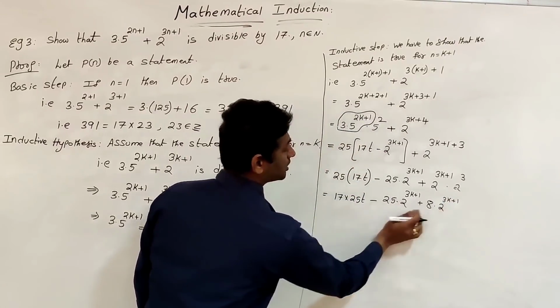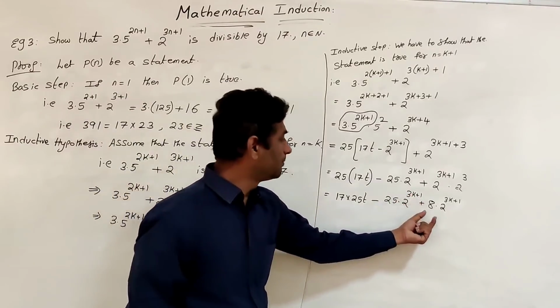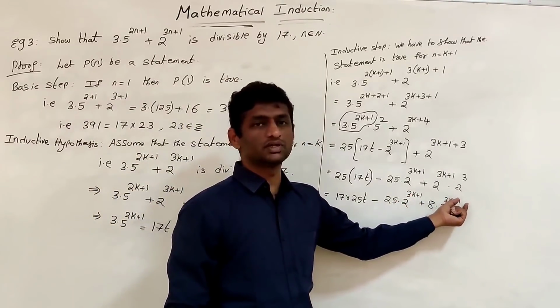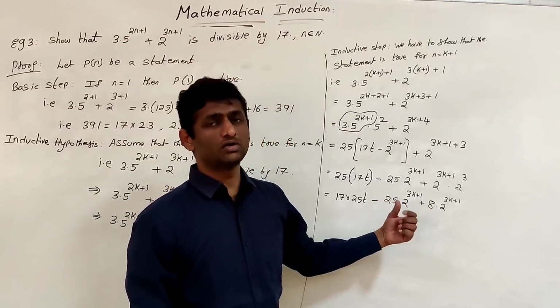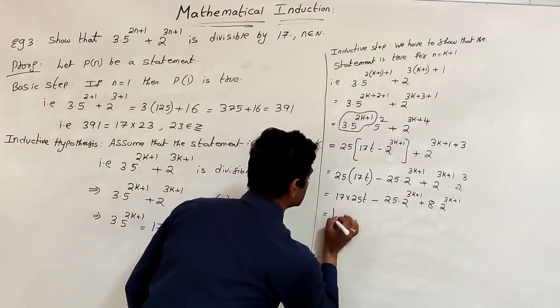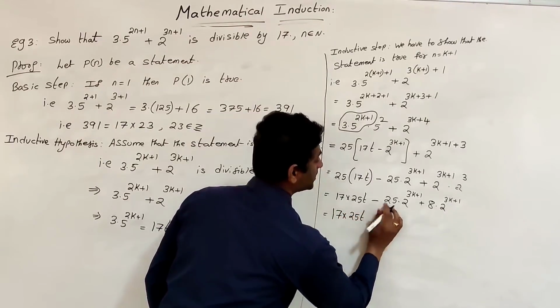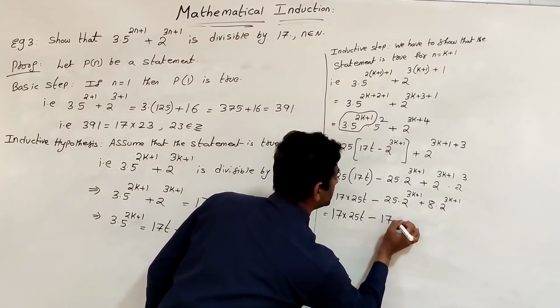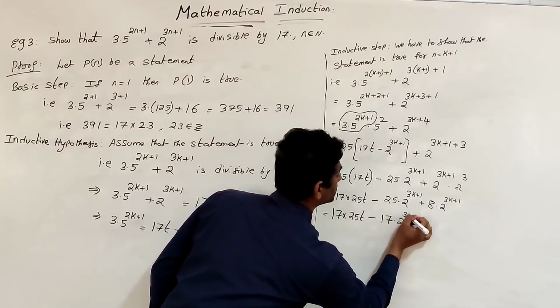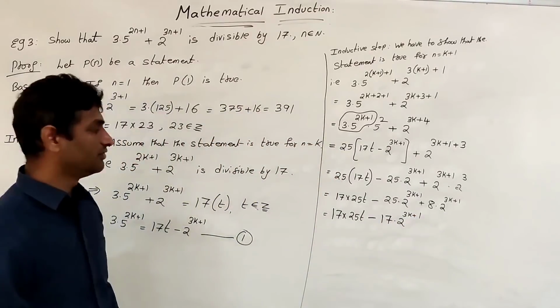Again, these two terms are like terms. 25 into 2 to the power of 3k plus 1 plus 8 into 2 to the power of 3k plus 1. Here it is minus and it is plus. We can add or subtract. So 17 into 25t, minus 25 plus 8, gives minus 17 into 2 to the power of 3k plus 1. Again, in these two terms 17 is common, we can take it out.